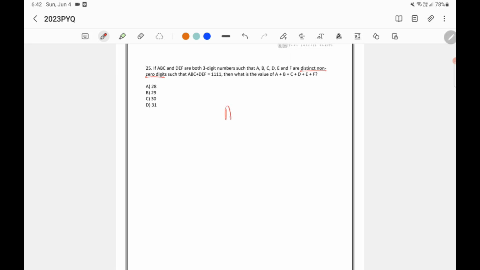Such that ABC plus DEF is equal to 1111. What is the value of A plus B plus C plus D plus E plus F? So here there are actually many possibilities. For different values of A, B, C, D, E and F, you will get the same 1111 answer. So just try to come into one of those possibilities. So just take any numbers here. If I take C is equal to 8, any number, 8 plus 3 is 11. So 1 will come here and remaining 1 will come there.